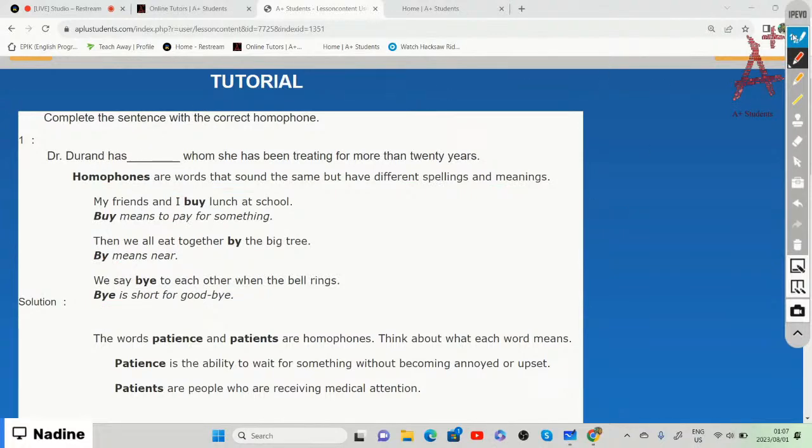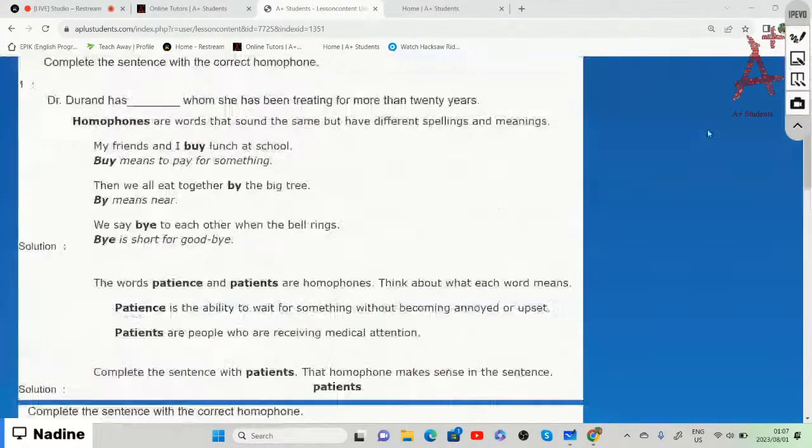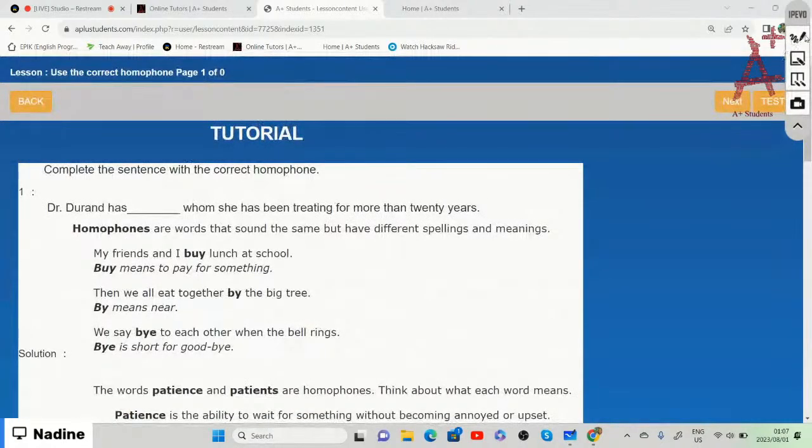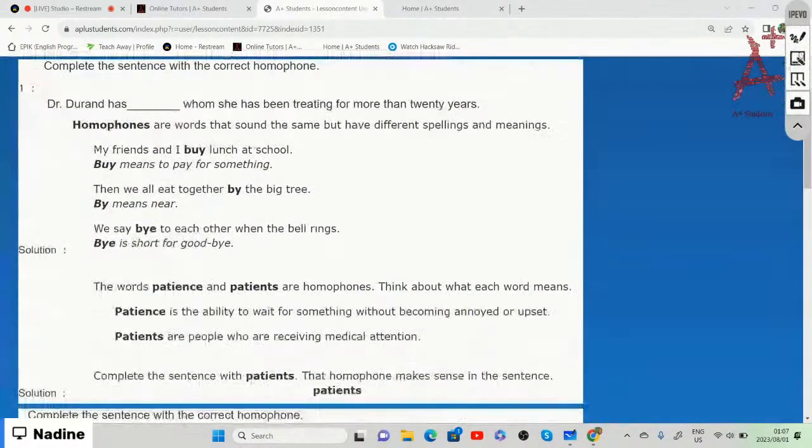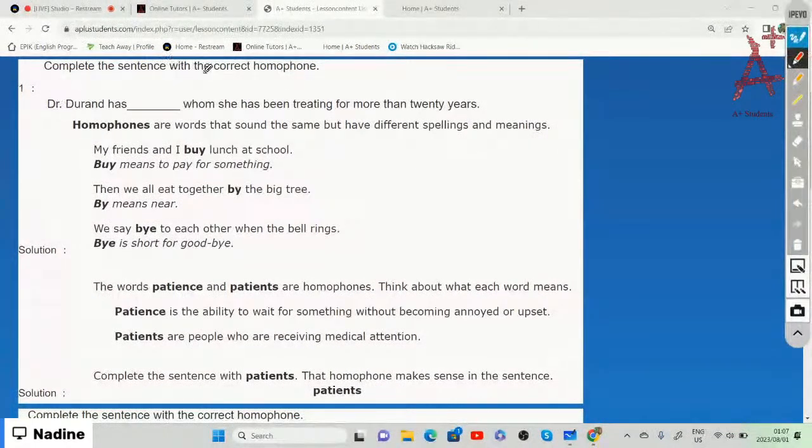Here it is. If we look at the given sentence, we need to complete the sentence with the correct homophone. And we said homophones are words that sound the same but have different spellings and meanings.